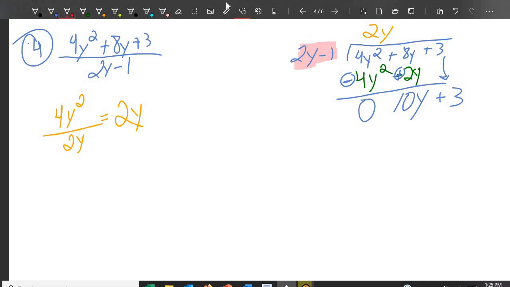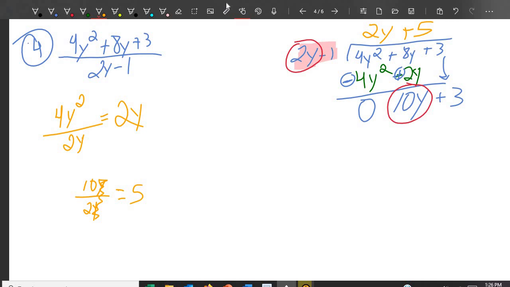And we're going to take the 2y and divide it into the 10y. So we'll write that over here. 10y divided by 2y. Well, the y's cross out, and 10 divided by 2 is positive 5. So we'll put a plus 5 up top.